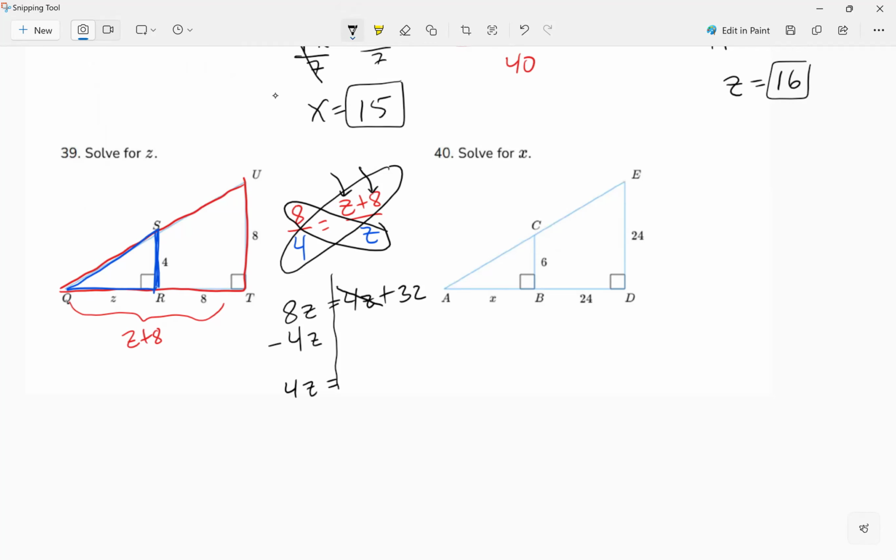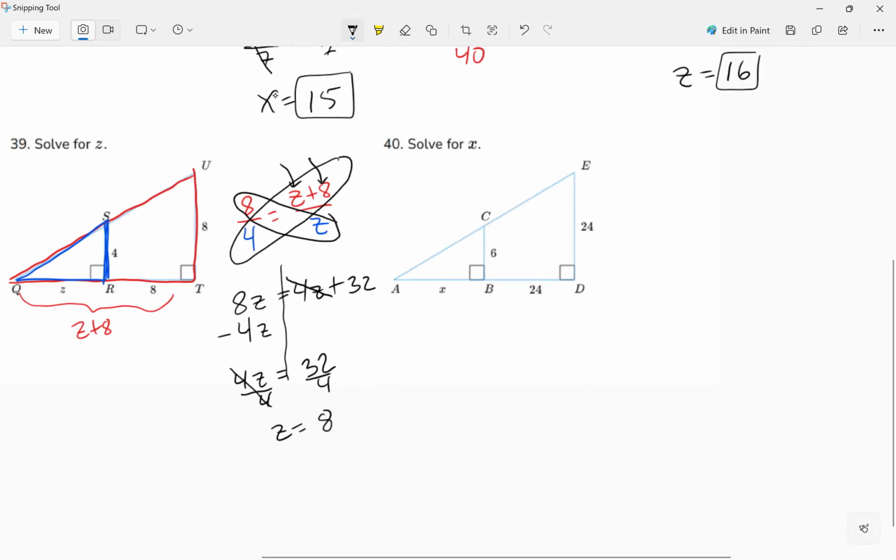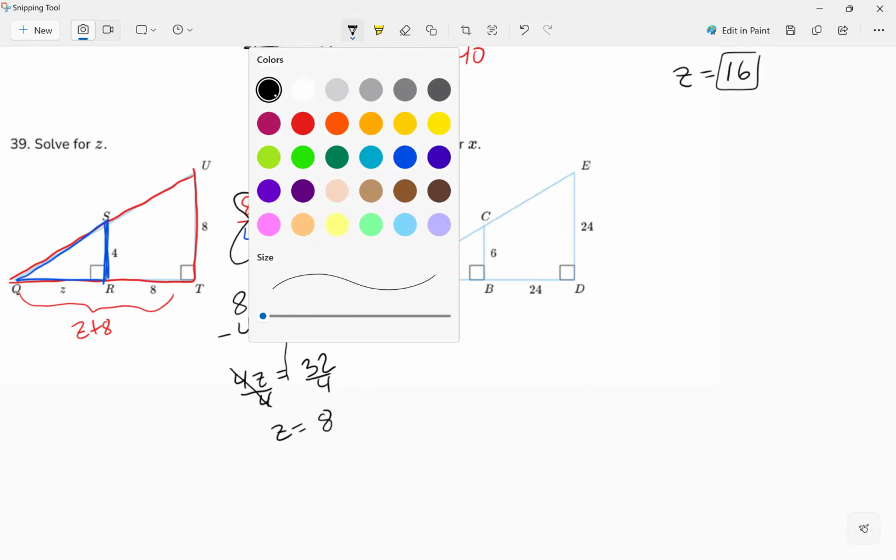So I have 4z on the left. On the right, I only have a 32. So I have that 4 times z equals 32. Let me divide both sides by 4. So I get that z is equal to 8. Okay, not bad. Lastly, let's take a look at my red triangle.